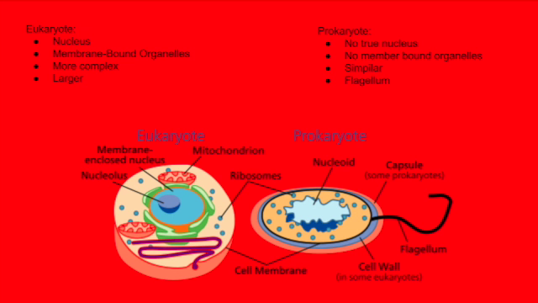Eukaryotes are usually larger and more complex. Prokaryotes are much simpler, and many of them have a flagellum, which is that little tail on the end that helps them move around.